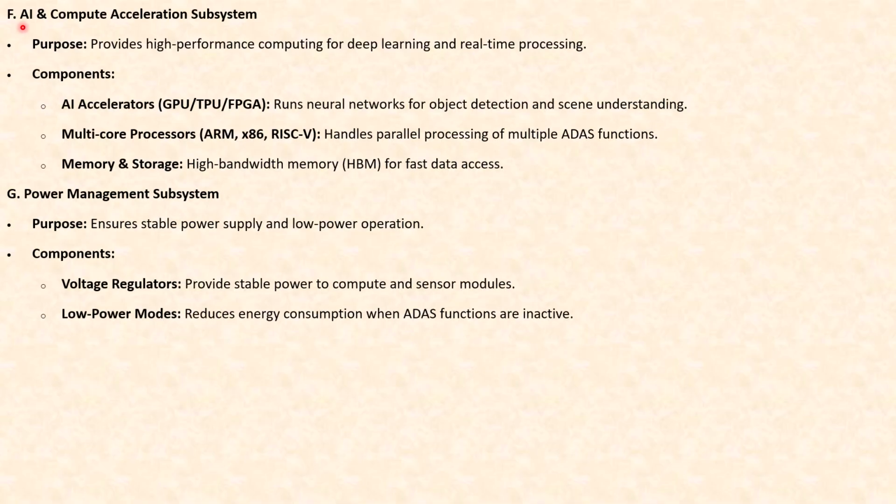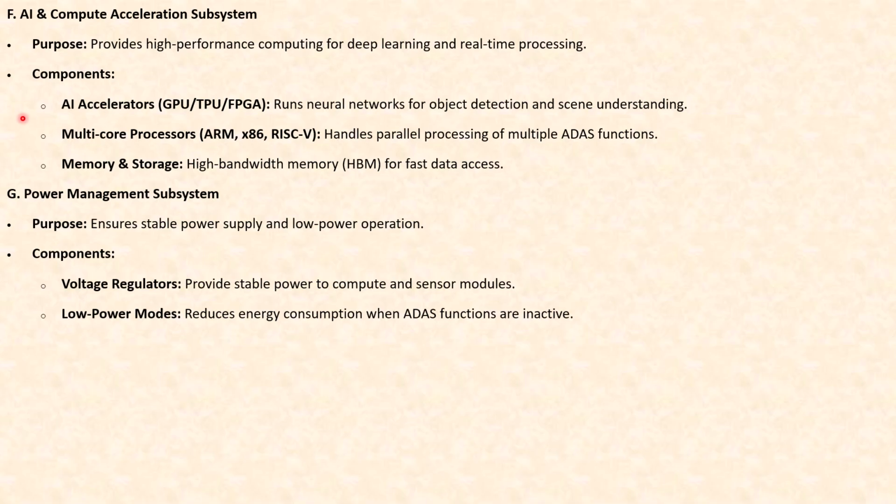Next comes the AI and compute acceleration subsystem. The purpose of this AI and compute acceleration subsystem is it provides high performance computing for deep learning and real time processing. Now this is very important. High performance computing, because of the magnitude of data that this domain controller unit is ingesting every minute, every second. High performance computing is of paramount importance.